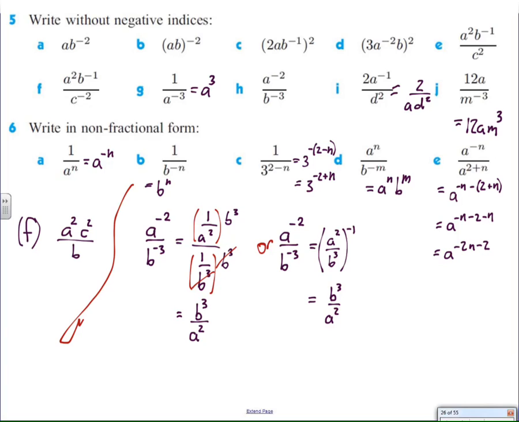By the way, if you want to look at an alternative here, you could say 1 over b to the negative n is really b to the 0 over b to the negative n, in which case we're going to subtract the exponents using the quotient rule. 0 minus negative n, which negative negative is positive, it's b to the n power.